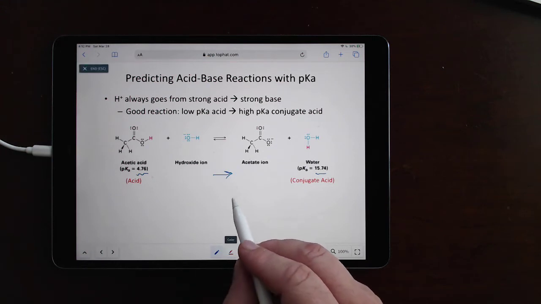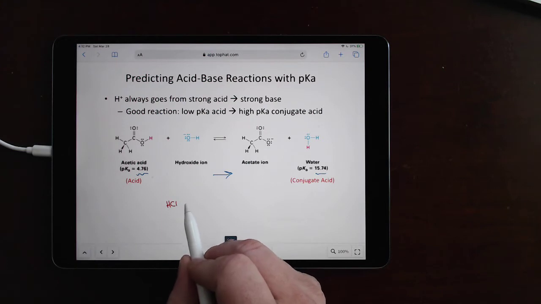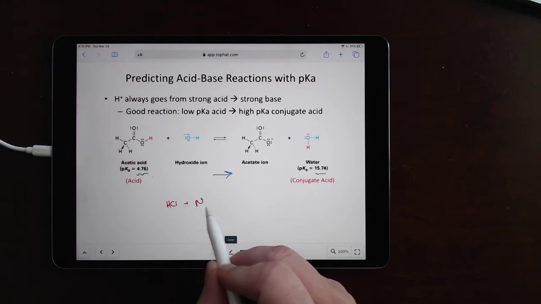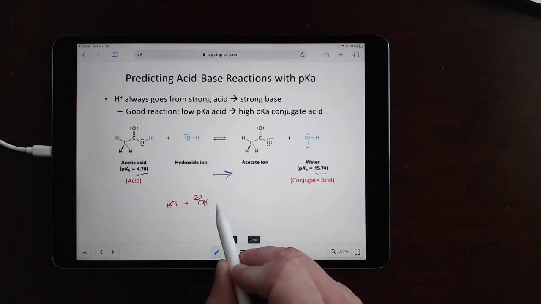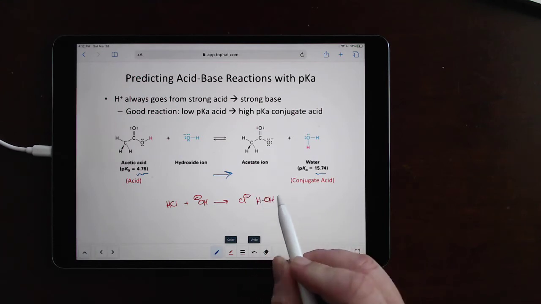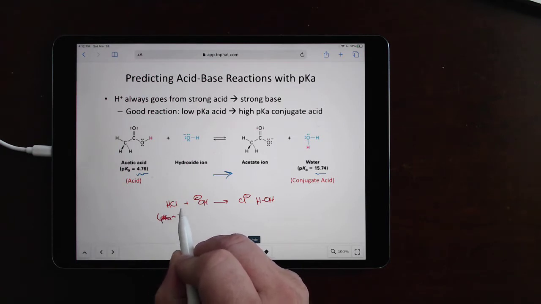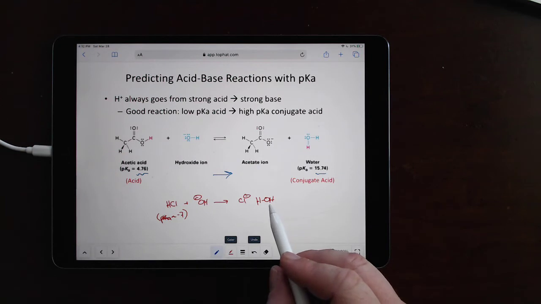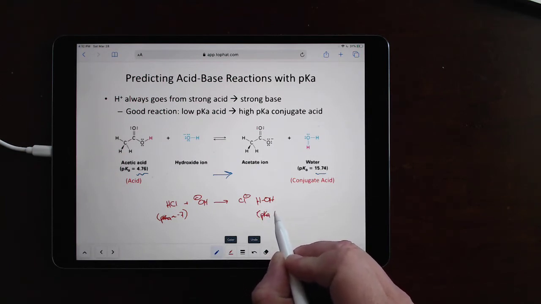Now, if you're thinking, how am I going to remember that? Well, think about HCl plus OH minus, going to Cl minus and HOH. HCl has a pKa of about -7; it's a strong acid. Water is a really weak acid, with a pKa of about 16.